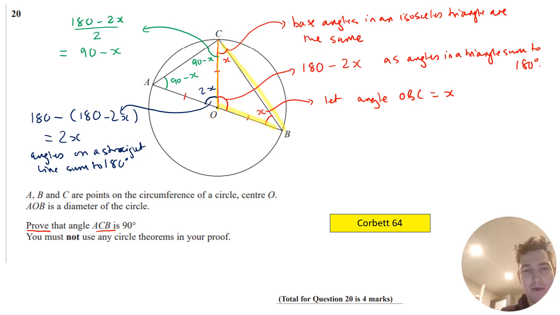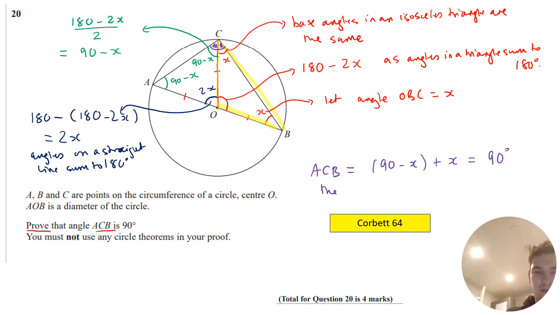Okay, can you see the final step in my proof? The final step in my proof is that if I have a look at this whole angle, this purple angle, I'm going to say that ACB equals 90 minus x plus x. And the x's cancel each other out, so that angle is 90 degrees as we wanted it to be. So therefore, ACB equals 90 degrees. And that is my proof.